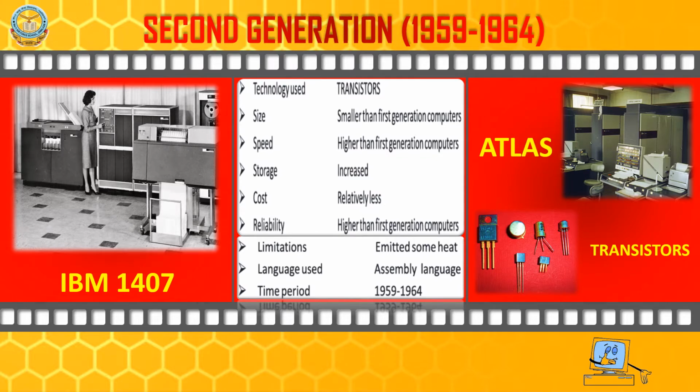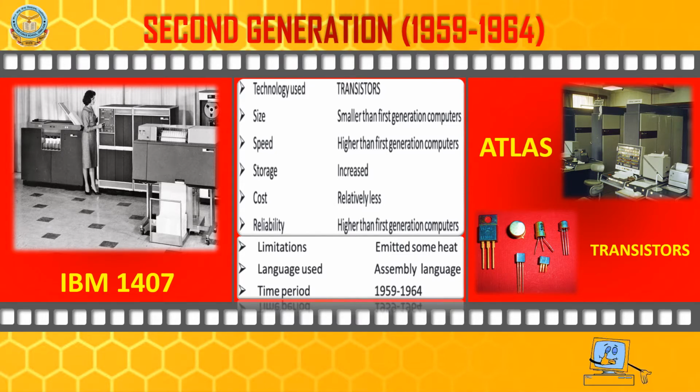In second generation computers, vacuum tubes were replaced by transistors. One transistor could replace 40 to 50 vacuum tubes. Due to the use of transistors, computers of the second generation became smaller, faster, cheaper, more energy efficient and more reliable than the first generation computers. These are some features.